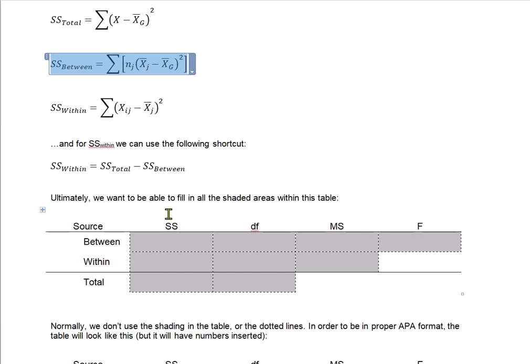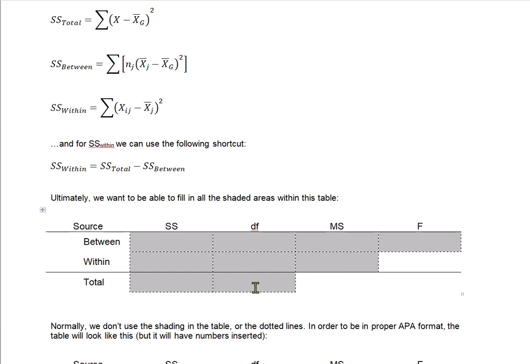And in our table here, the parts that we need to fill in are shaded. The three sums of squares go here. If you have any two of these, you can easily figure out the third. And it's the same process for the degrees of freedom, where the degrees of freedom here would be k minus 1.